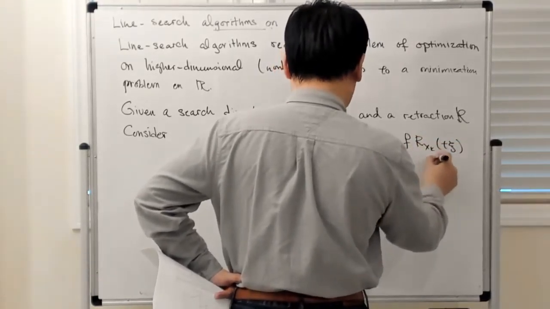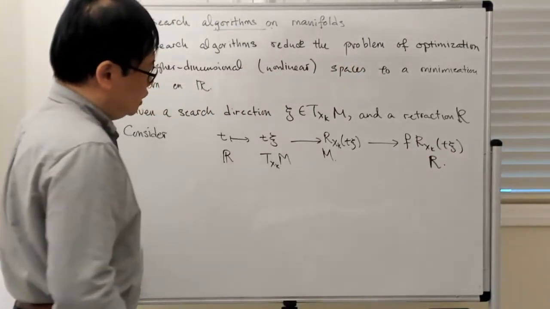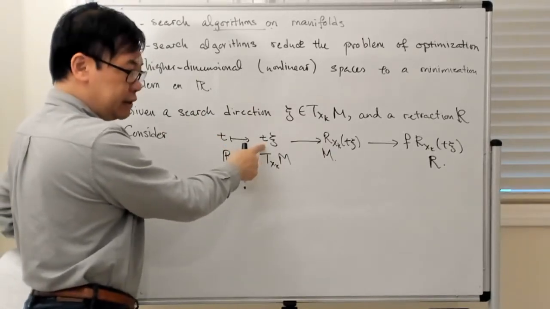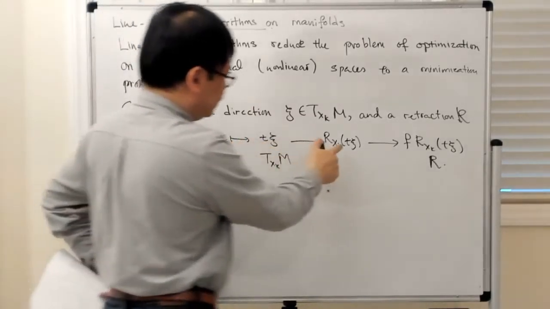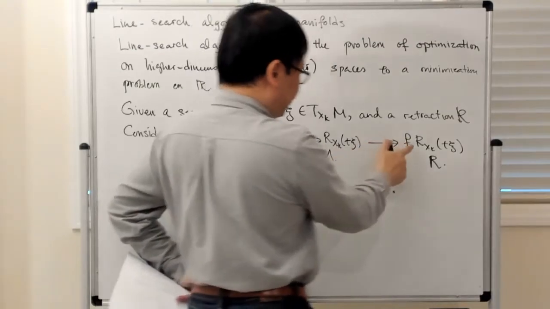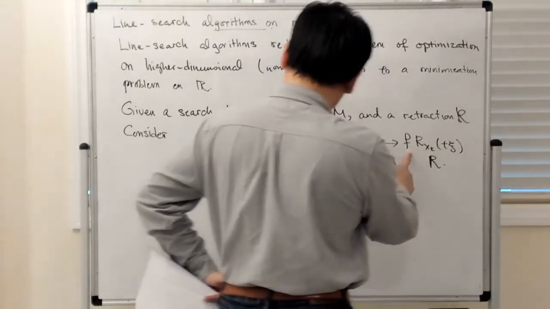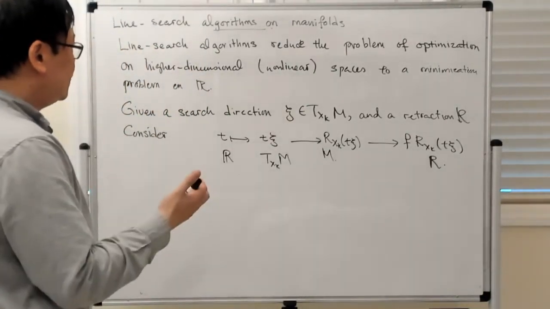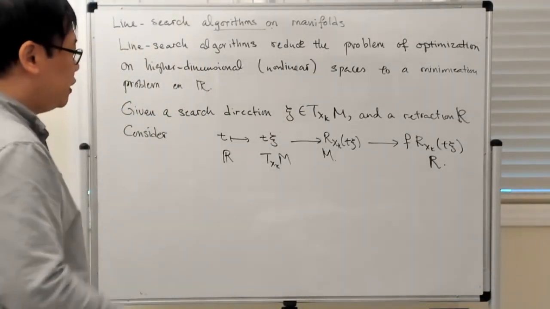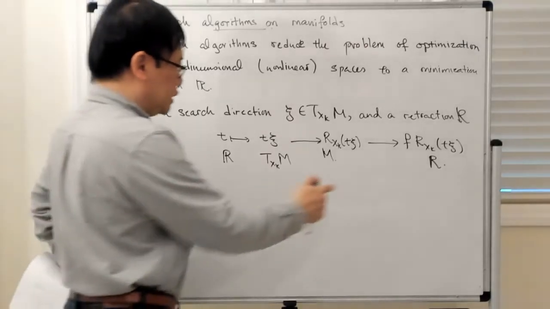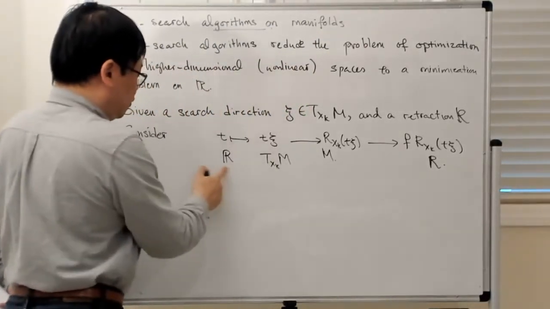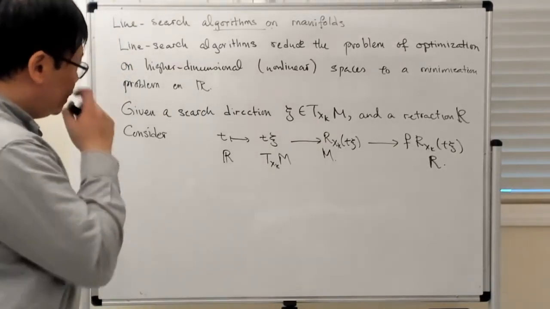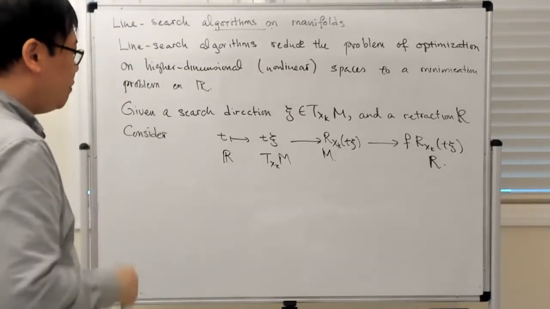This is in the reals again, okay? So the composition: you take t multiplied by this search direction, take the retraction of that, and then evaluate the function along this, right? That gives you a map from R to R. So that puts you into the setting of line search algorithms, where you're trying to minimize a scalar valued function over a domain which is just the reals. So that's basically what's going to end up happening, okay?